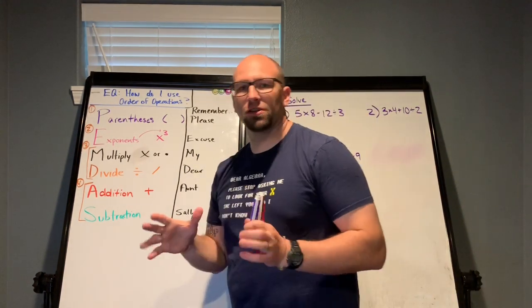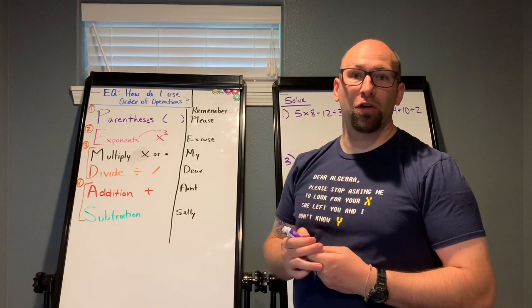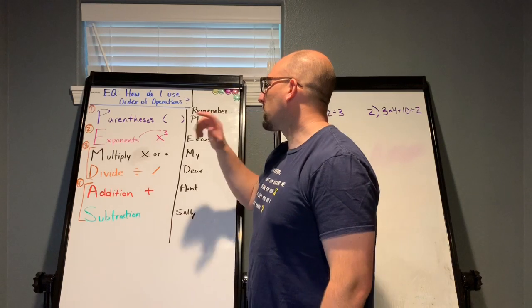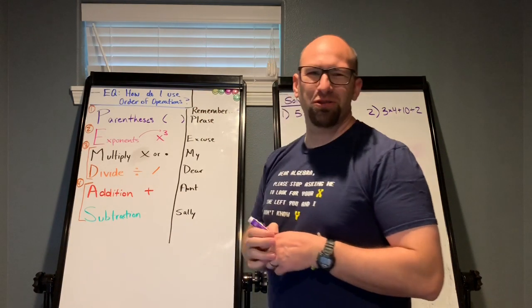The first thing I want you to do is take out a piece of paper or your notebook and make sure that you're taking notes on this stuff, okay? So number one, we're looking at the EQ. It says, how do I use order of operations?